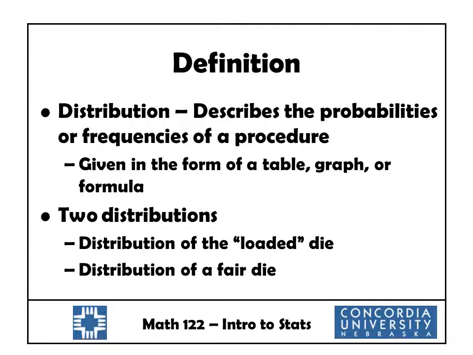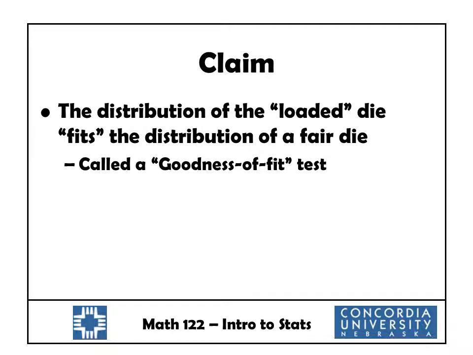Well, what we have in this case are really 2 distributions given in the form of tables. We have the frequency distribution of the loaded die and then the frequency distribution of a fair die. And we are comparing those 2 distributions. Our claim is that those 2 distributions really aren't that much different. Okay? So one way we may state that claim is that the distribution of the loaded die, quote-unquote, fits the distribution of a fair die.